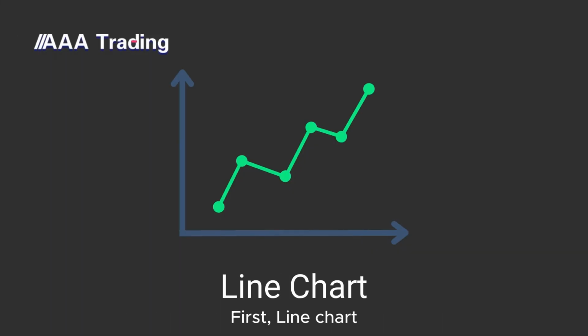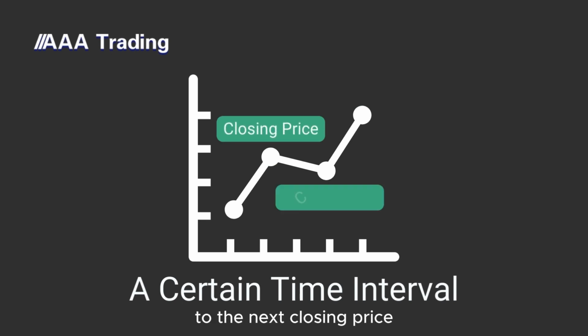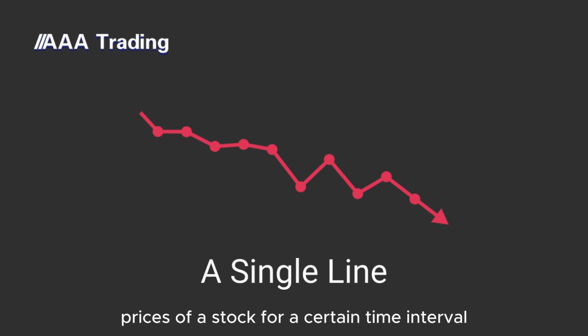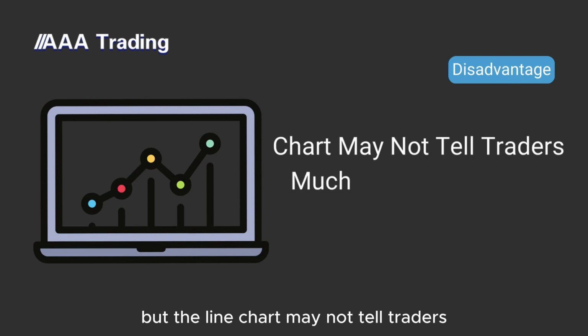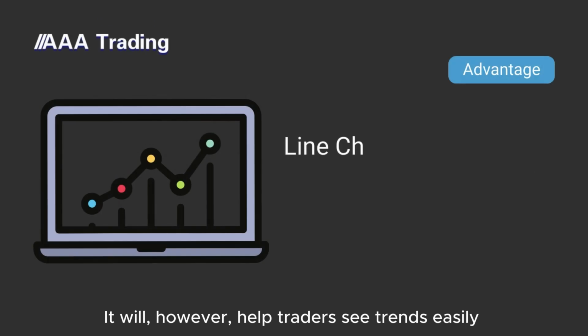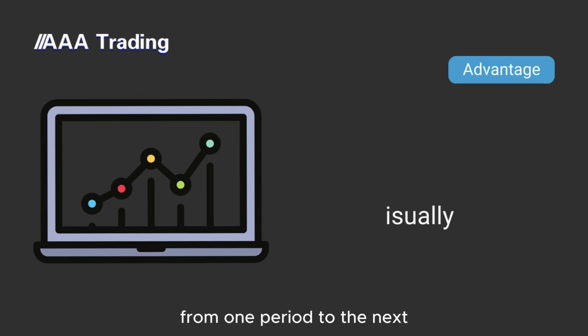First, line chart. A simple line chart draws a line from one closing price to the next closing price. It plots a single line that connects all the closing prices of a stock for a certain time interval. It's simple to follow, but the line chart may not tell traders much about each day's activity. It will, however, help traders see trends easily and visually compare the closing price from one period to the next.